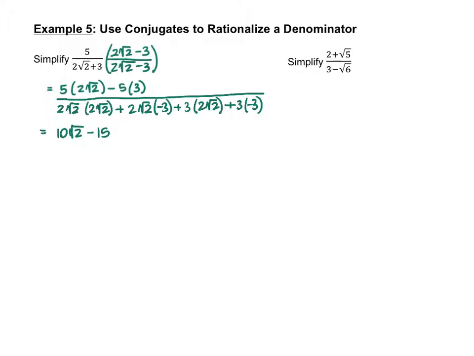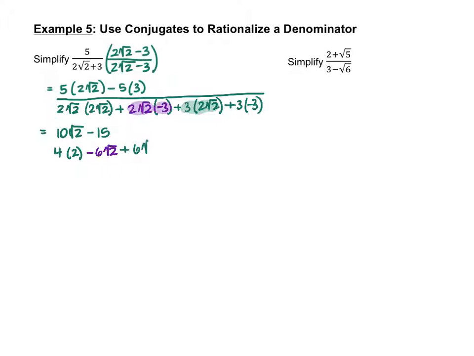In the denominator, we're going to have 2 times the square root of 2 times 2 square root 2. That's going to be 2 times 2 is 4, square root of 2 times square root of 2 is 2. Okay, plus, actually 2 times square root 2 times negative 3 is actually going to give us a minus 6 root 2. And then we've got plus 3 times 2 root 2. That's going to give us plus 6 root 2.